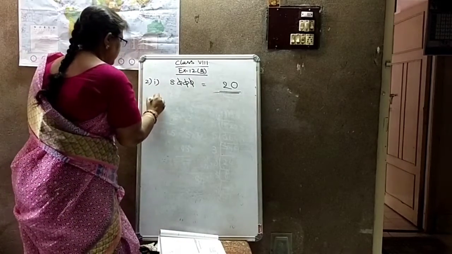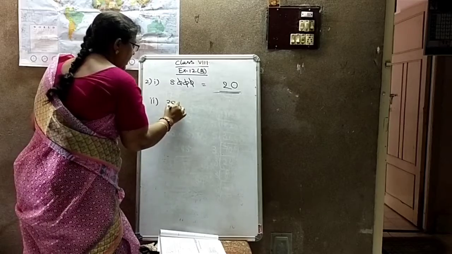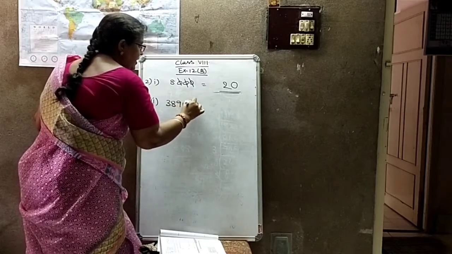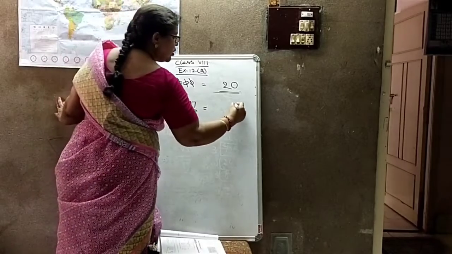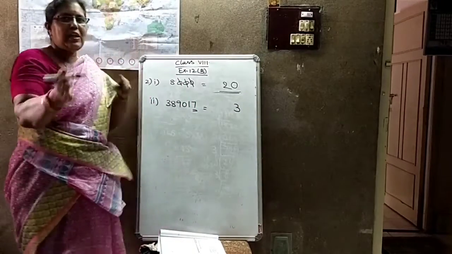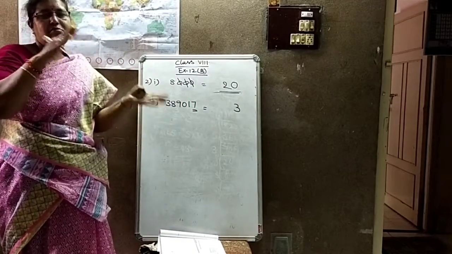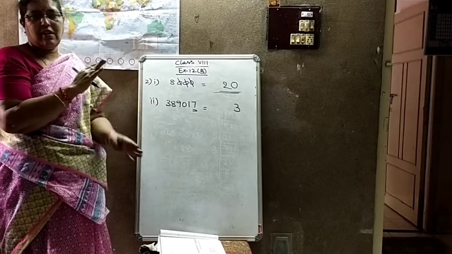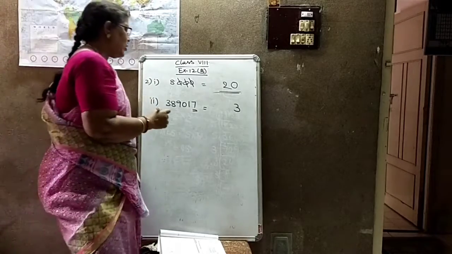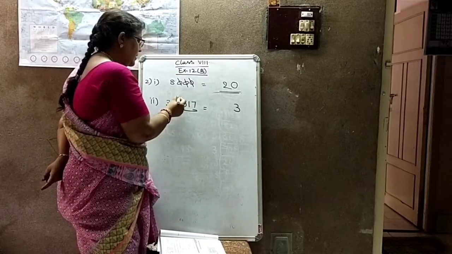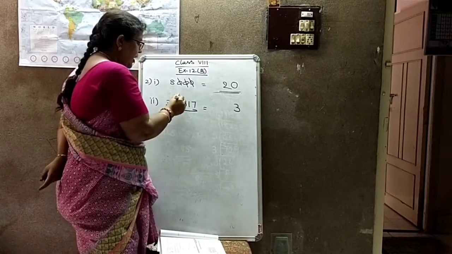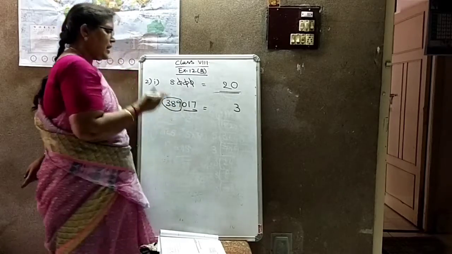389017. When 7 is there in the units place, in the cube root it will come 3, because 3 and 7 are vice versa: 7, 3; 3, 7. So I wrote 3. I am going to leave these 3 digits. What is there? 9. 389 is there.